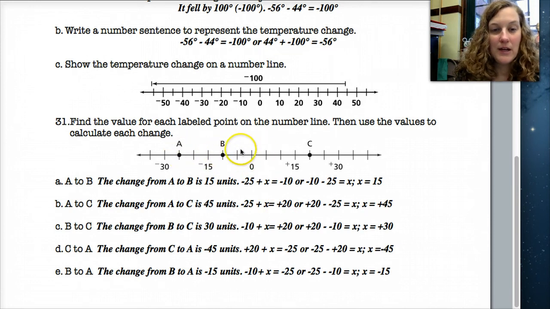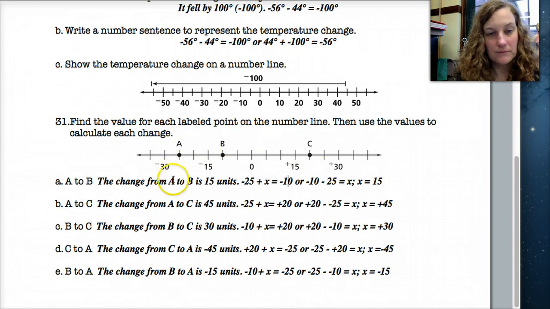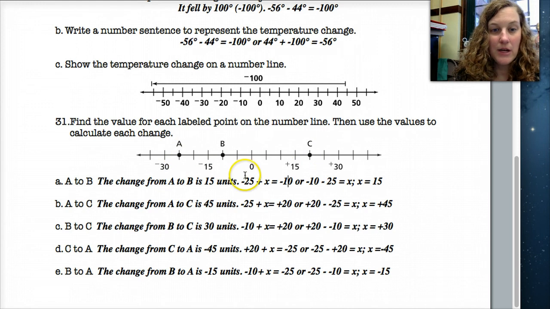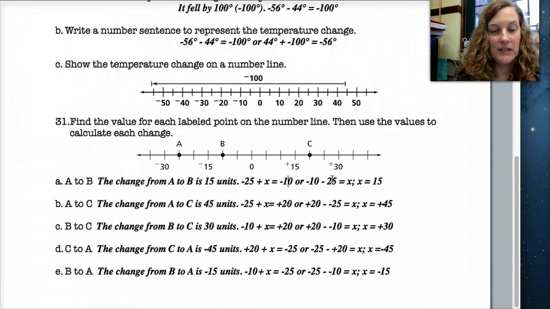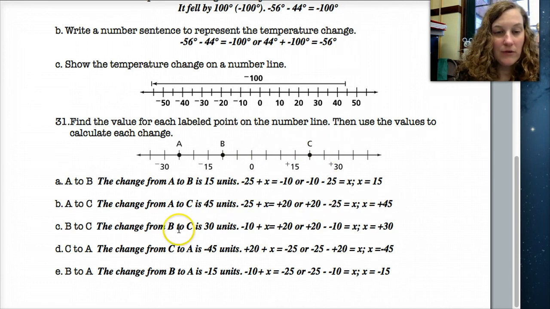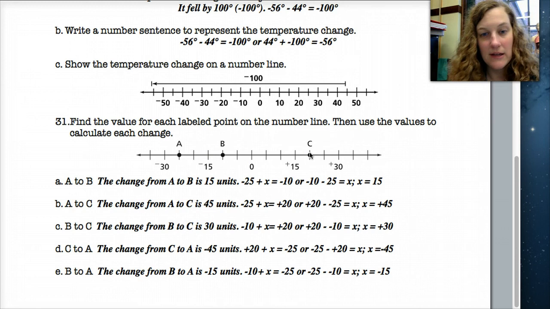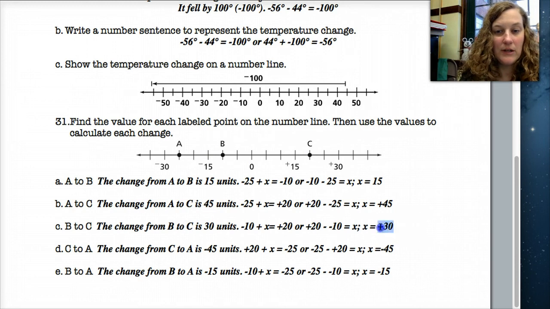So -25, -10, +20. The change from A to B, I'm going from -25 to -10, and so that change is 15. From A to C, I'm going from -25 to +20, so that change is 45. From B to C, I'm going from -10 to +20, so that change is +30.